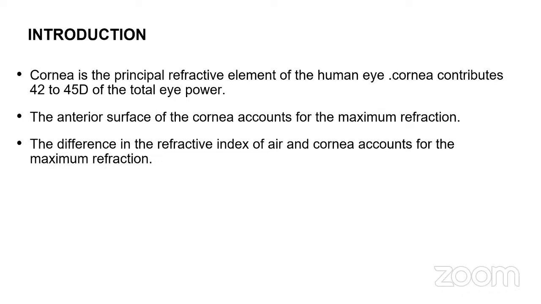Cornea is the principal refractive element of the human eye. Cornea contributes 42 to 45 diopters of the total eye power. The anterior surface of the cornea accounts for the maximum refraction. The difference in the refractive index of air and cornea accounts for the maximum refraction.